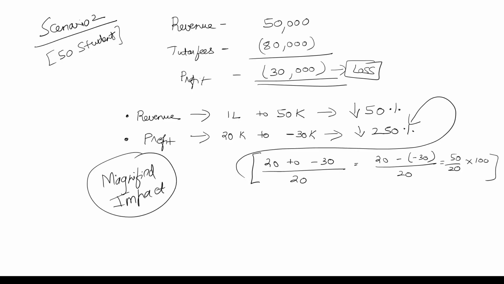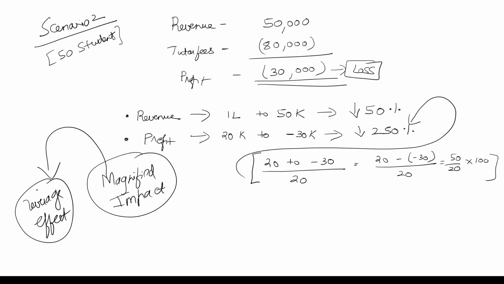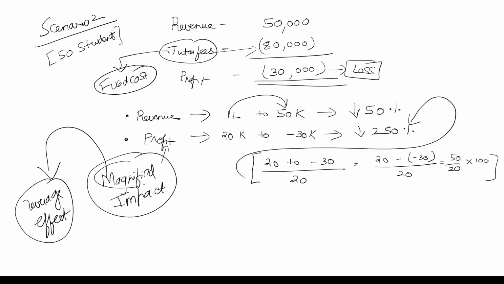And we have discussed several times that this magnified impact is what we call the leverage effect. Here again, why did this happen? Because of the tutor fees, which was the fixed element here. It is a fixed cost. It did not change. Even though the revenue dropped, this number did not change. So you can see the impact of the trigger on the profit is magnified because there was something in between which was fixed.